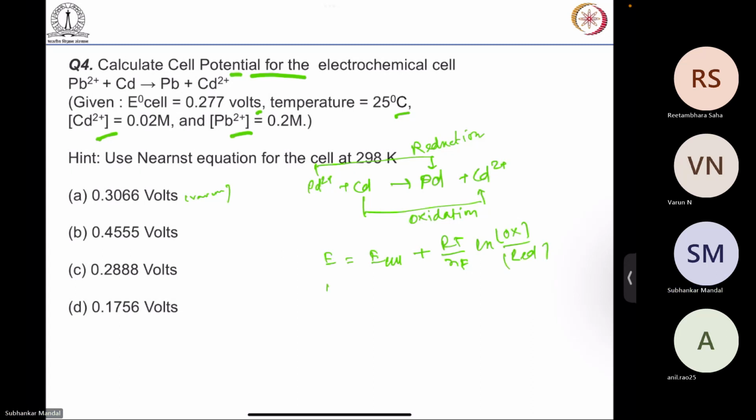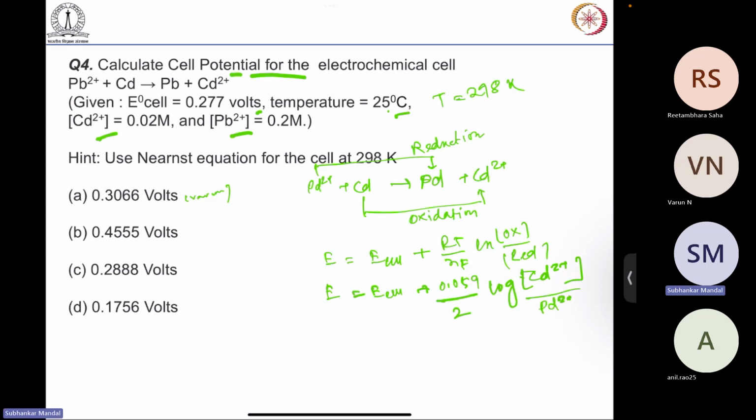Okay. So E is equal to E cell, as this is 25 degrees Celsius, so T is equal to 298 Kelvin. So what you can write: 0.059 by n, this is a 2 electron process, so n is equal to 2, log of. Which one is oxidizing? Cadmium. So cadmium 2 plus concentration divided by which is reducing? Palladium. So palladium 2 plus. Okay.